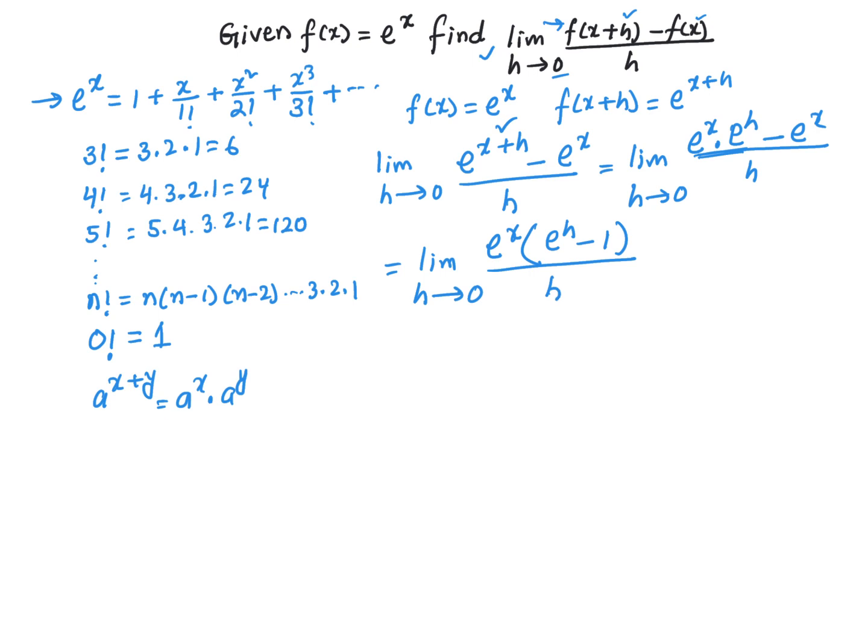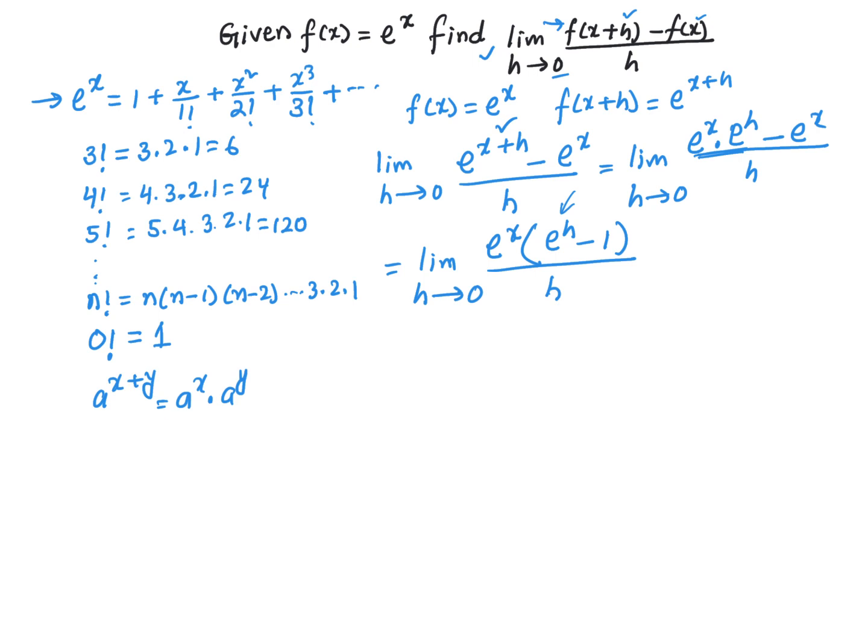Now at this point, I feel like I'm stuck. What can I do? I can plug in h equal to 0. I get e to the power 0 right here, right? But then e to the power 0 is 1. 1 minus 1 is 0. And h approaches 0 is 0, right? So it's a 0 over 0 situation. So we ran into a problem. How do we resolve this problem?